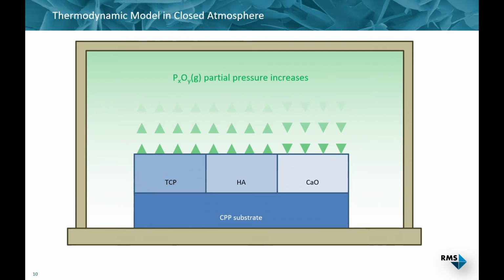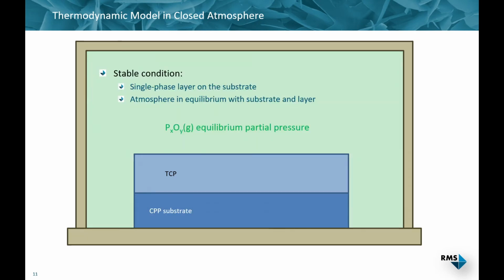And again, if we extrapolate this cascade of reactions and also take into account the solid-state reactions among the solid phases, we reach a stable condition when the surface layer composition is single phase. And the atmosphere is in equilibrium with the two solid phases, the substrate and the single phase layer on the substrate. So these are the two models based on thermodynamic calculations that show which surface composition we would expect in a closed or in an open furnace.